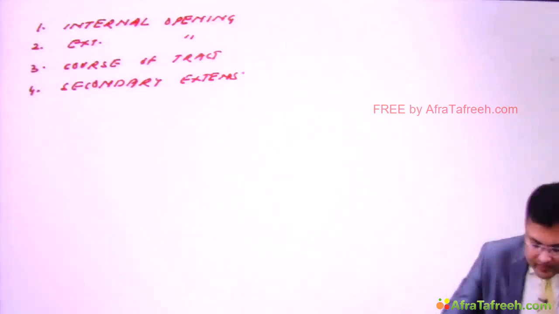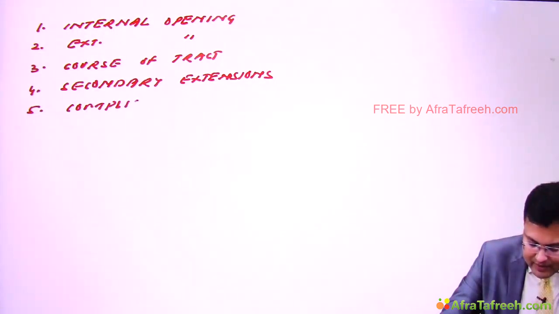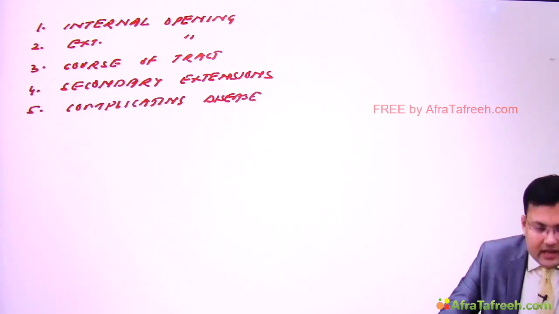First, the location of the internal opening. Second, the location of the external opening. What is the course of the tract? Whether there are secondary extensions or not, so presence of secondary extensions. And complicating disease: whether the patient is suffering from any complicating disease.